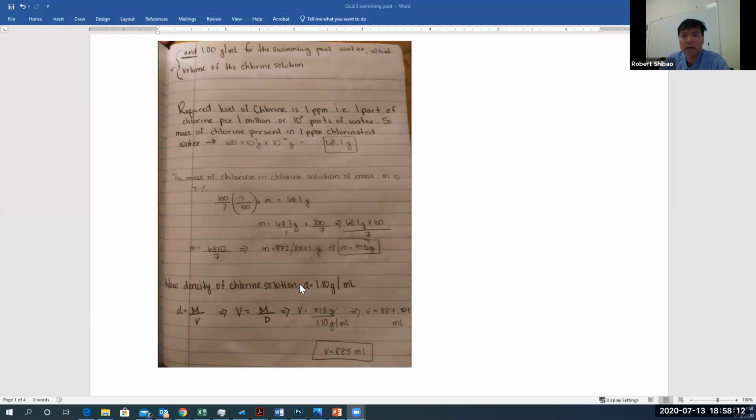All right, so again, here I wouldn't use an algebraic equation, I just use dimensional analysis. You're converting from grams of chlorine solution to milliliters of chlorine solution using the density here. And so here they would cancel out, because this is grams of chlorine solution and this is 1.10 grams of chlorine solution per milliliter of chlorine solution. So we get 885 milliliters of chlorine solution, which is the correct answer. Okay.